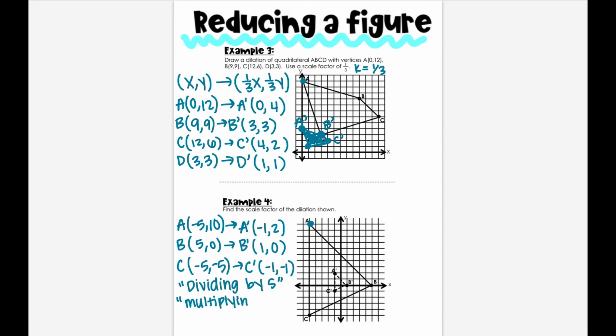that is the same as multiplying by 1/5. So our scale factor is 1/5. Our original points became 1/5 of what they were.